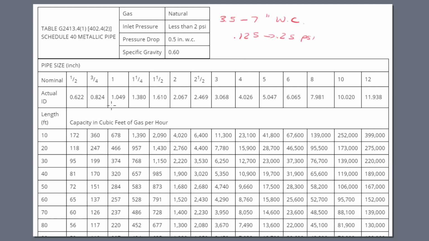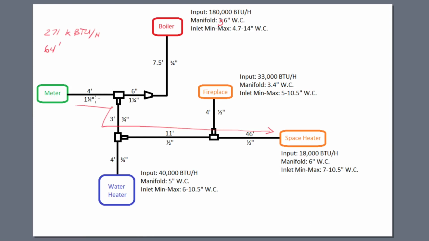So now that we know that we're using the correct chart, and you should have learned how to use this chart already, you'll see that we're looking for a length of pipe of 64 feet, in which case we have to round up to 70, and a capacity of 271,000 BTUs per hour, or 271 cubic feet per hour. In this case, we round up to 486, and we see that the correct pipe diameter is 1.25 inches. Looking back at our diagram, for this 4-foot run of pipe, the pipe diameter is in fact 1.25 inches, which is correct, and that's exactly what we need it to be.